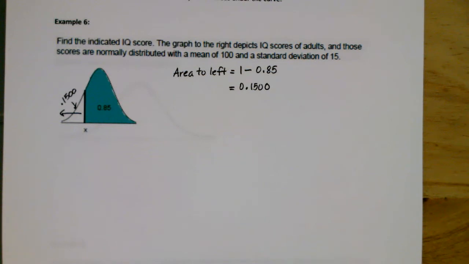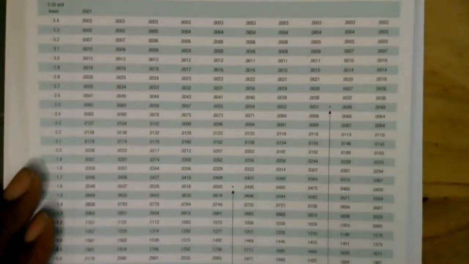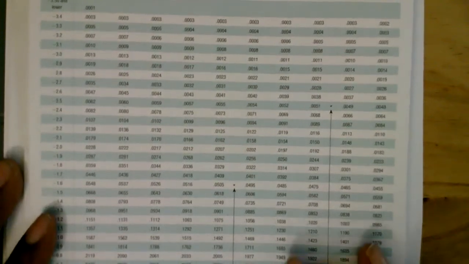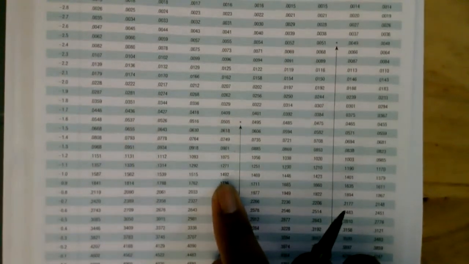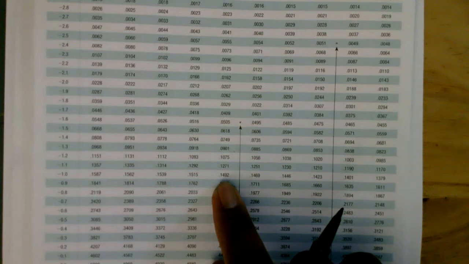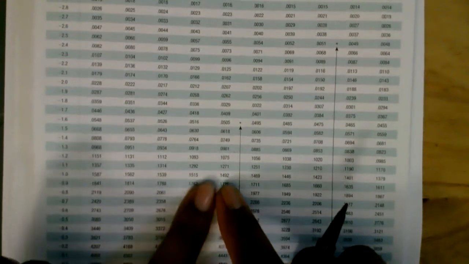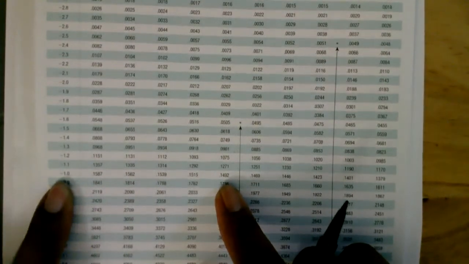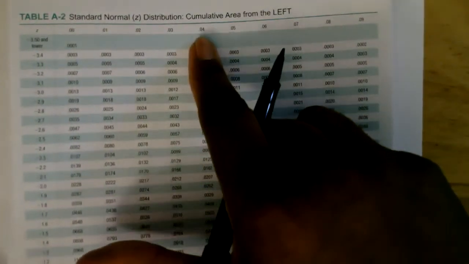And notice 0.1500 is less than 0.5. We need to use the page that says negative z-scores. So we're going to find a value that's closest to 0.1500. And I'm going to use 0.1492, which is this right here. So now I'm going to look for the row and the column that 0.1492 is in. The row it is in is negative 1.0. The column it is in is going to be 0.04.